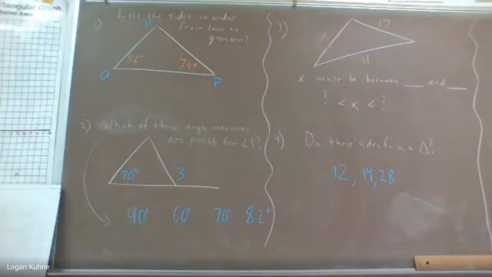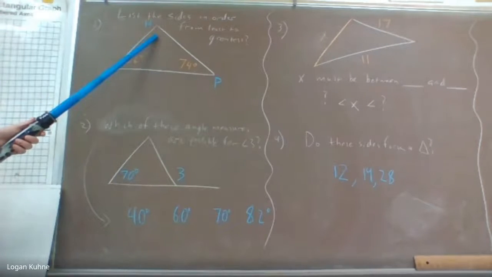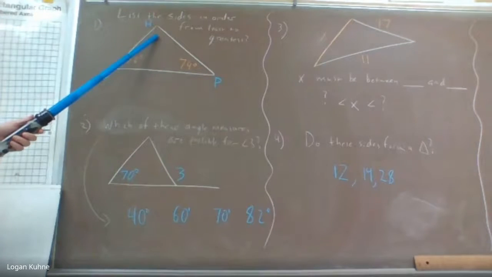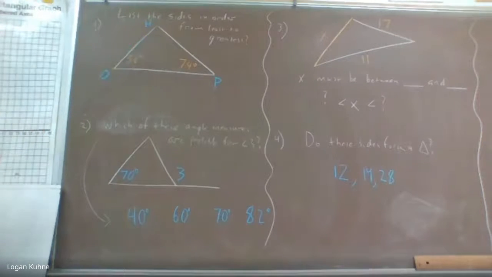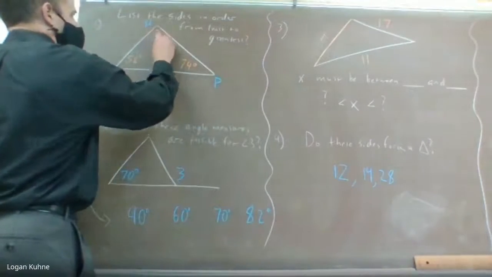All right, 3, 2, 1, my turn. Which of the sides, we'll list the sides in order from least to greatest. Okay, first we got to figure out this angle, don't we? So how many degrees is that angle? Everybody shout it out. 1, 2, 3. 50. There's 180 degrees in a triangle, so this has got to be 50.